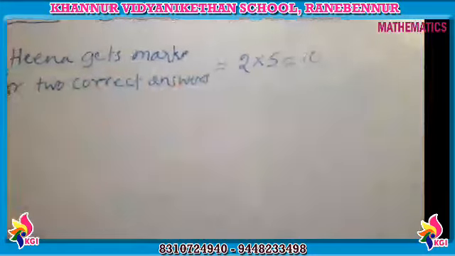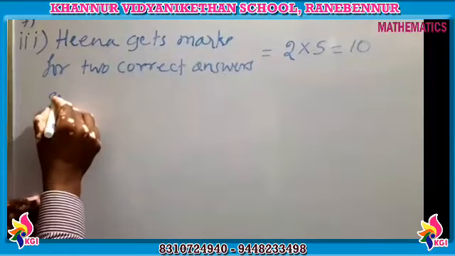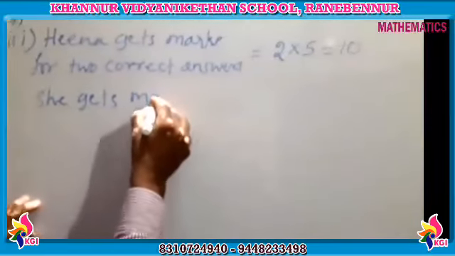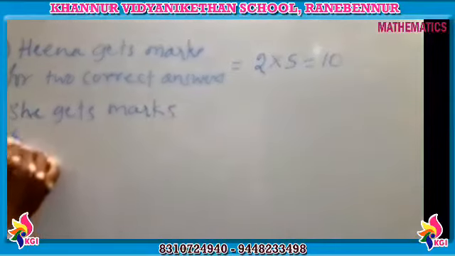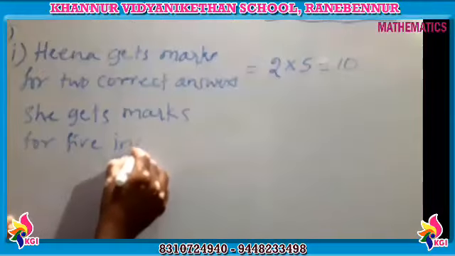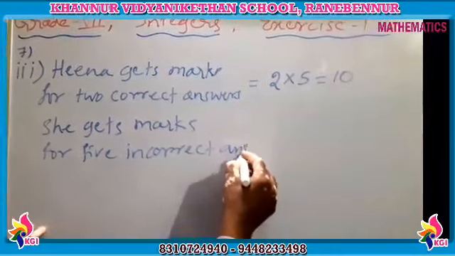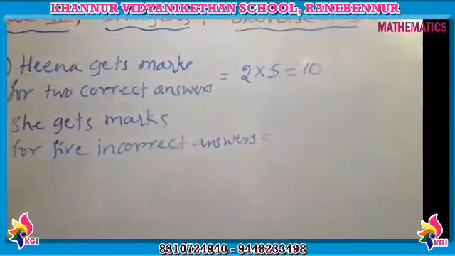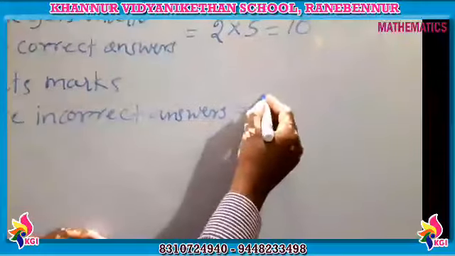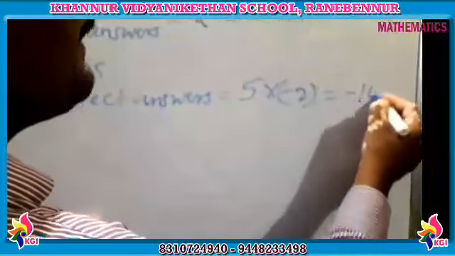Now how many incorrect answers has she given? She has given 5 incorrect answers. She gets marks for 5 incorrect answers. So 1 incorrect answer will be given -2 marks, right? So that is 5 into -2. So 5 into -2 is -10.